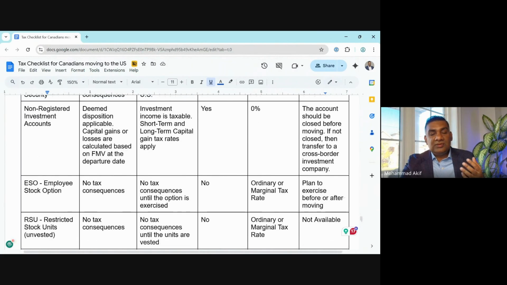Non-registered account, yes, there is deemed disposition. Again, I've covered this in detail, what it really means. Income is taxable on the U.S. side. Short-term and long-term capital gain rates apply. So we do have different rates on the U.S. side on short-term and long-term. We will recommend closing this account. I would say before you move, close this account if you can.